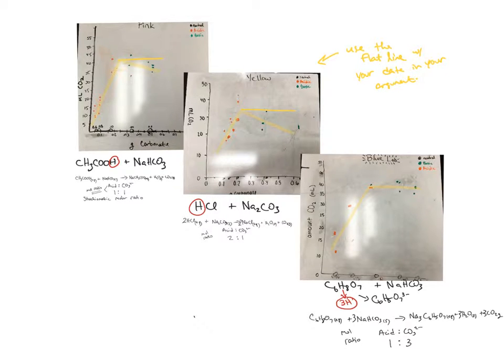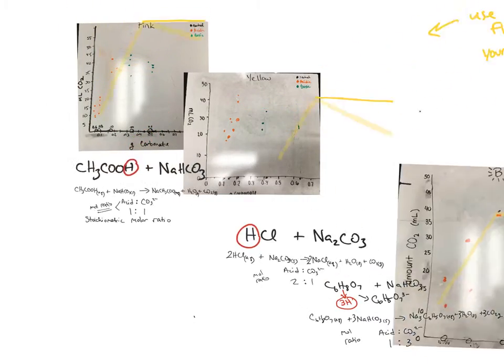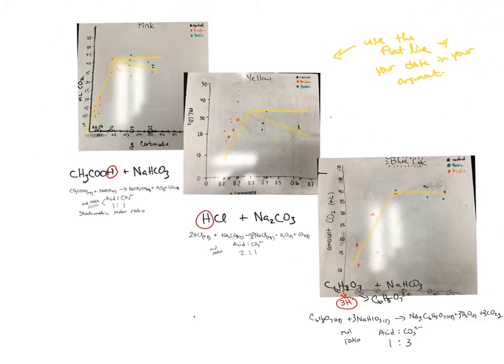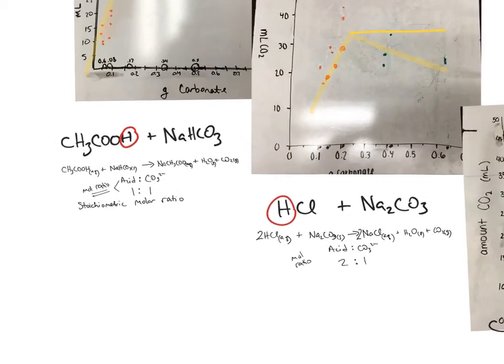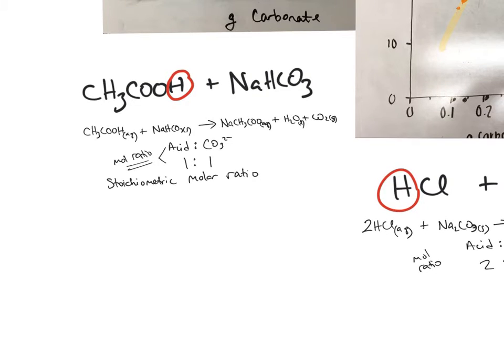So then from there, we did some analysis of the graph in general. After looking at our generalized data, let me just pop in. If we zoom in here, we could see that when we balance this acetic acid reaction, we get a 1-to-1 mole ratio for the acid to the carbonate. That would give us the stoichiometric molar ratio.